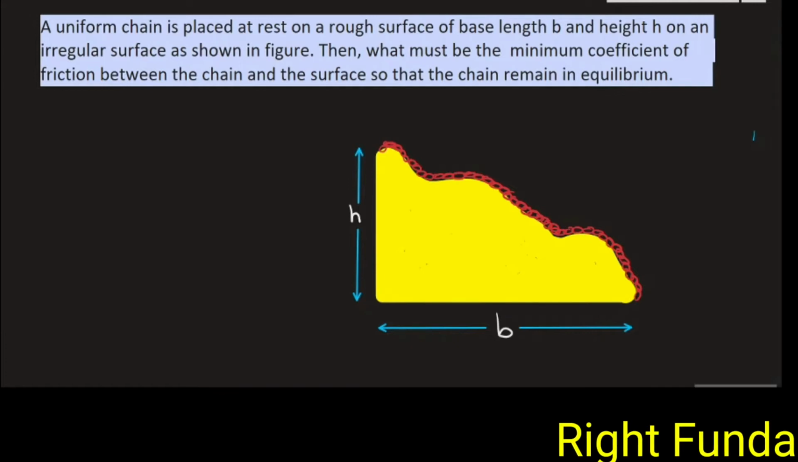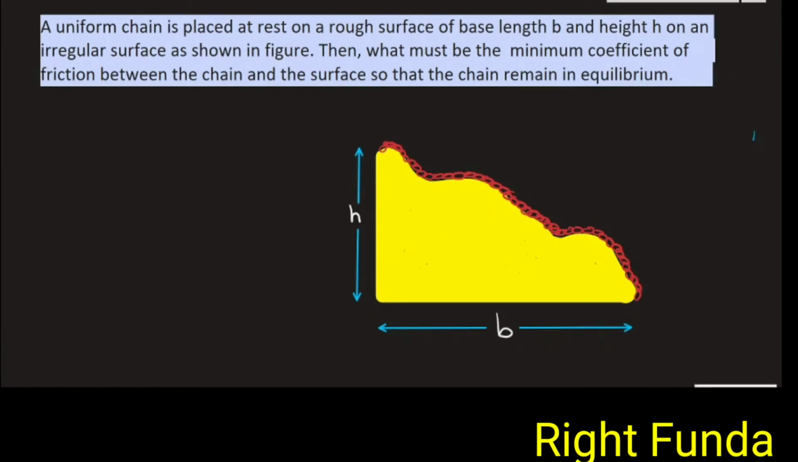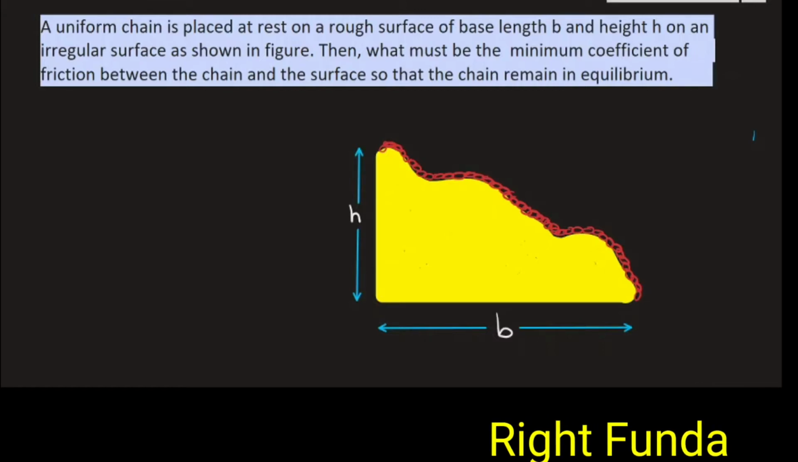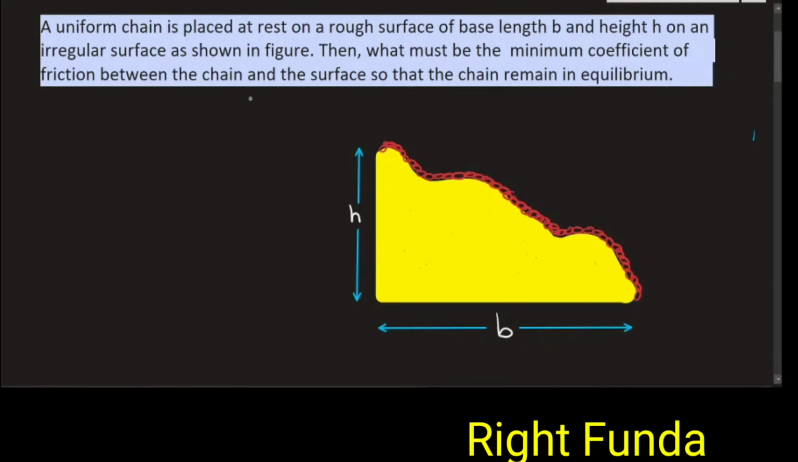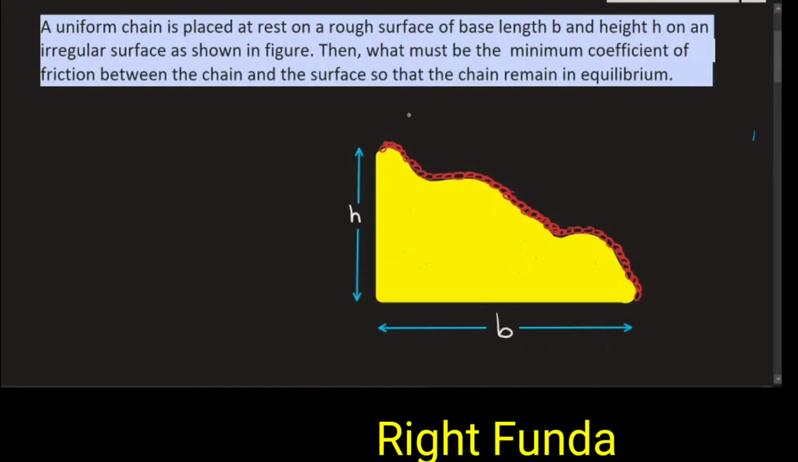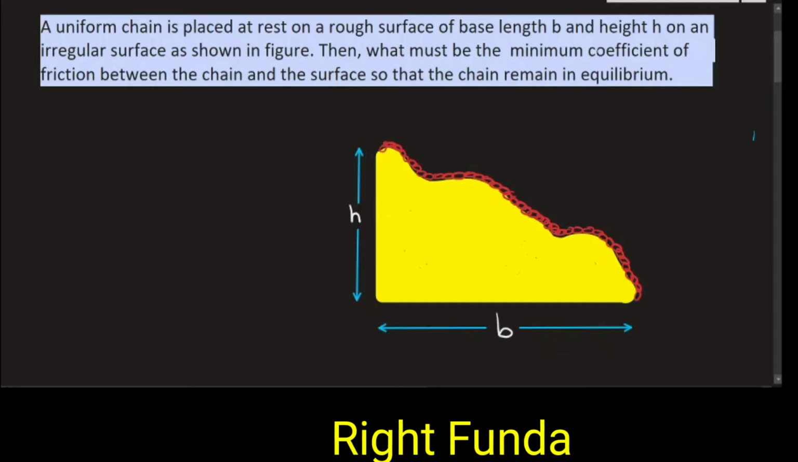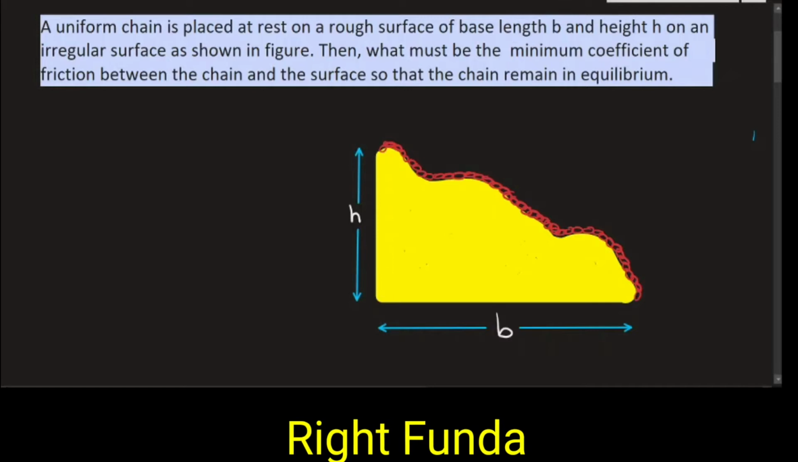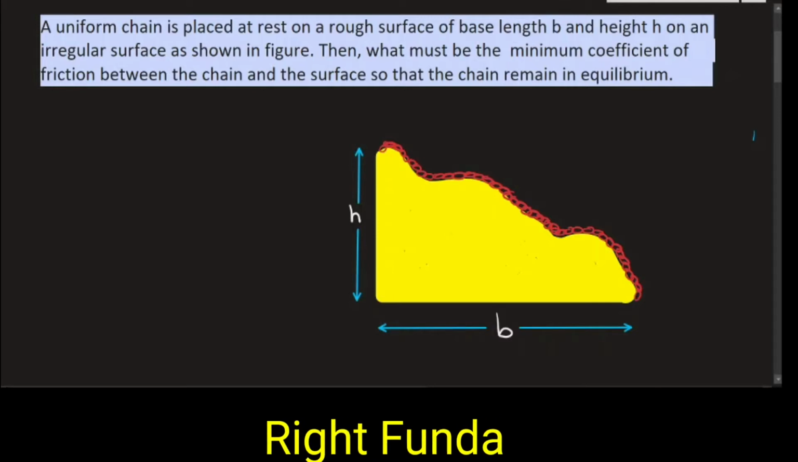Here is another interesting problem from friction, laws of motion. Let's discuss this problem. The question says that a uniform chain is placed at rest on a rough surface of base length B and height H, an irregular surface as shown in the figure. The figure is given below. Then, what must be the minimum coefficient of friction between the chain and the surface so that the chain remains in equilibrium? So first we'll see what the keywords are.